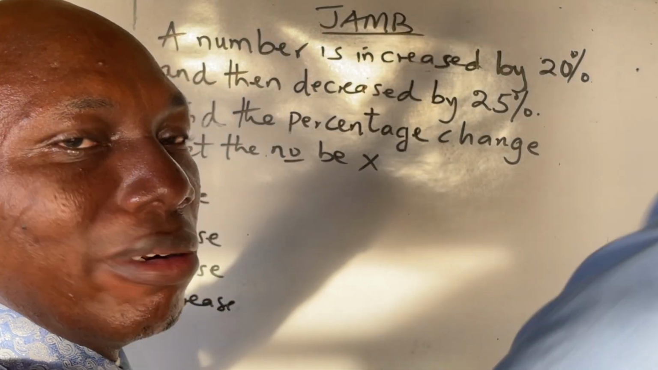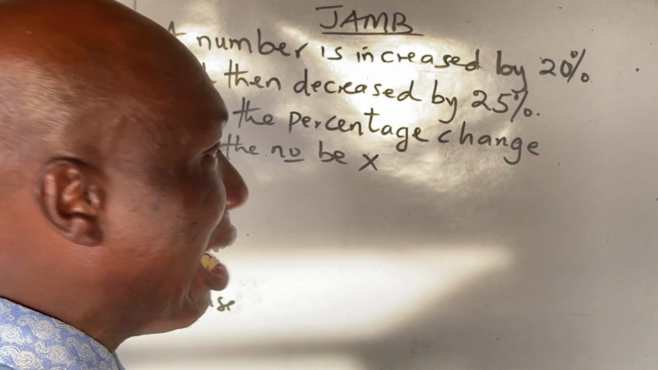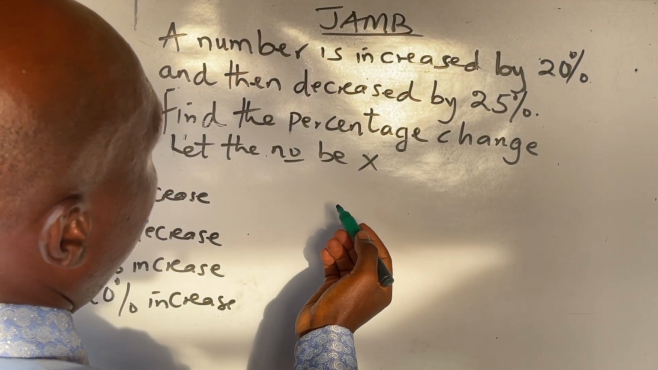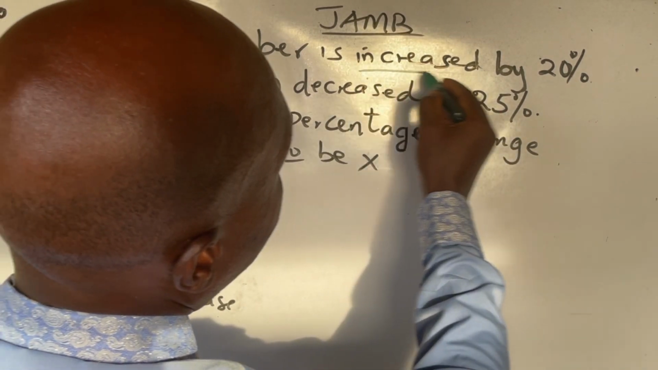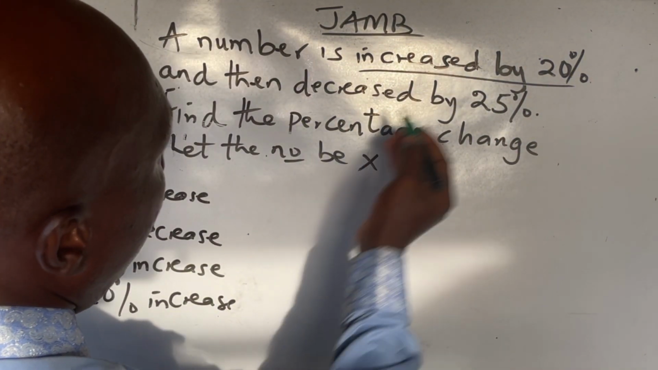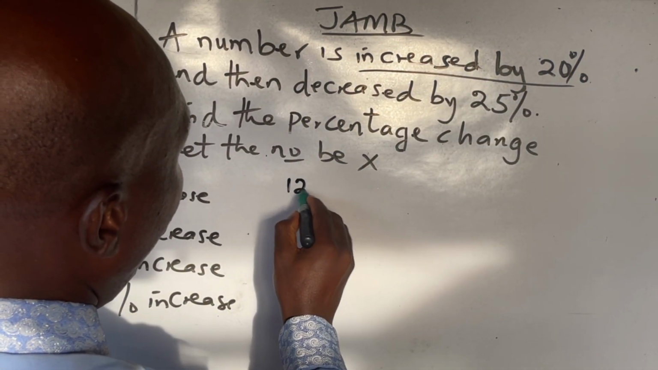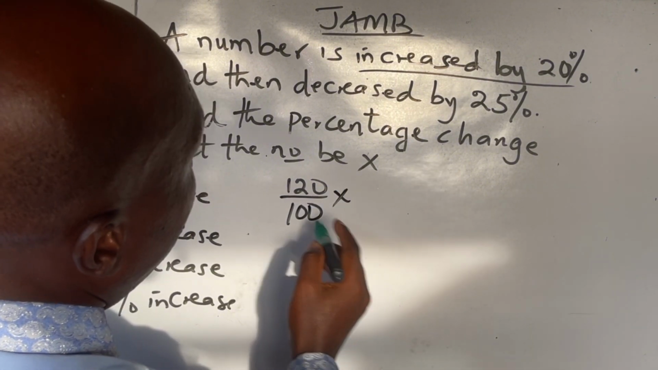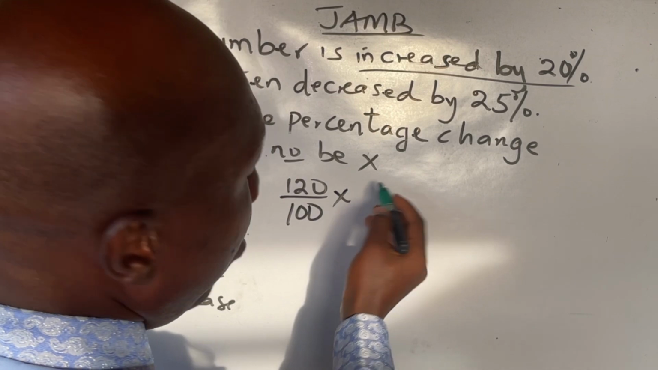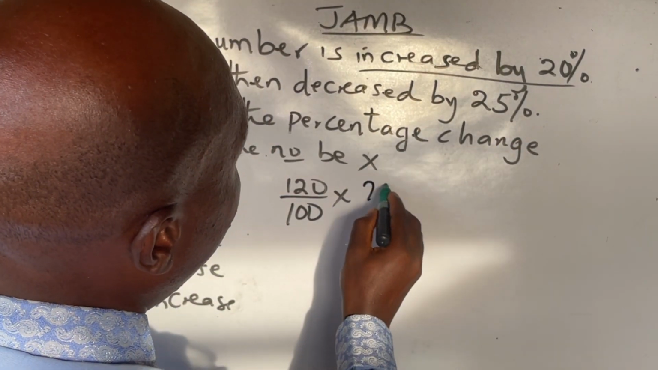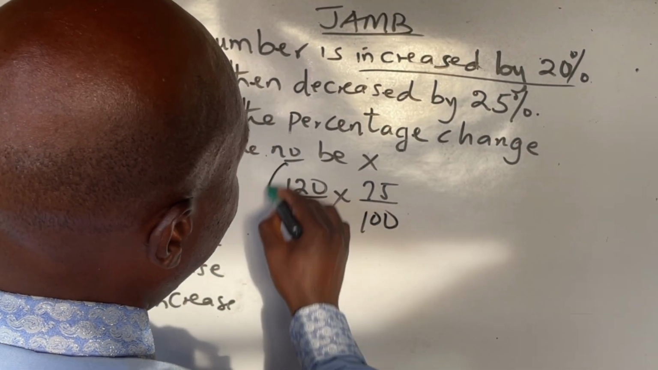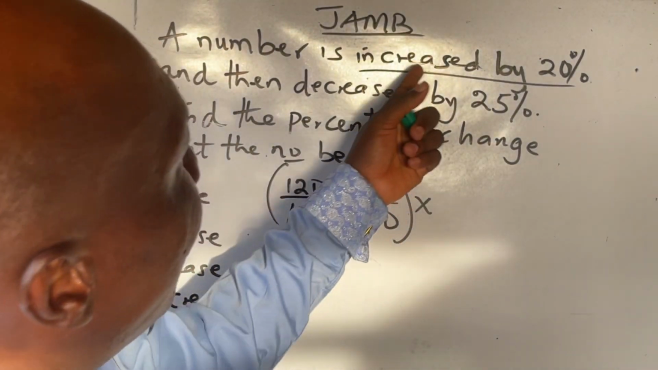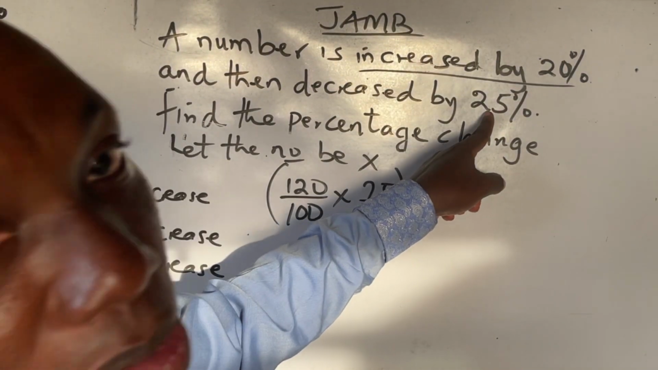Increase means we add to 100, decrease means we subtract from 100. So increase by 20% means 100 plus 20, that is 120%, times decrease by 25%, meaning 100 minus 25, that's 75 over 100, times x. So this is the new value when x is increased by 20% and decreased by 25%.